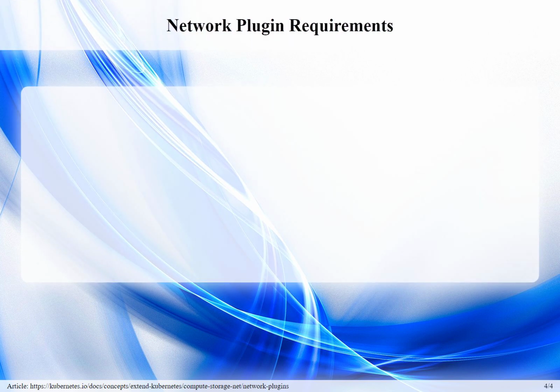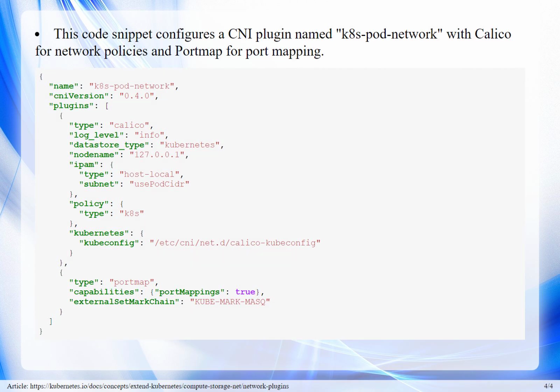Network plugin requirements. This code snippet defines a JSON configuration for a CNI plugin named K8s Pod Network. With CNI version 0.4.0, it includes configurations for the Calico plugin for network policy management and the PortMap plugin for port mapping capabilities.